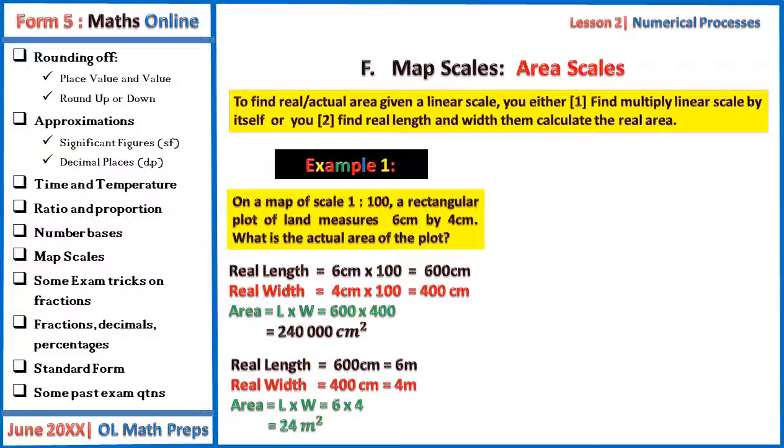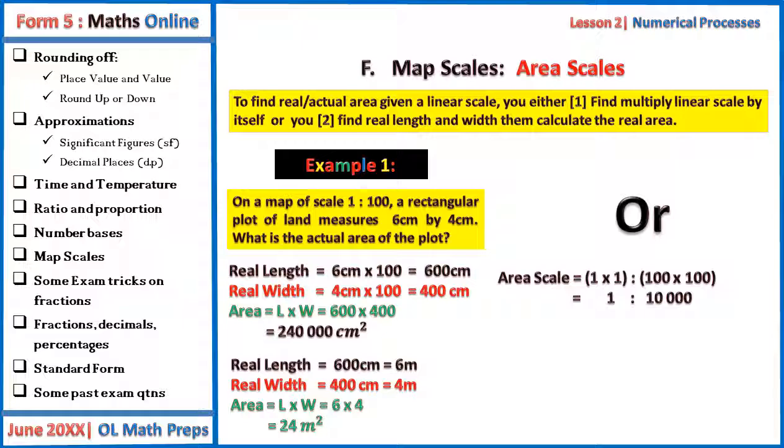I can equally decide to give my answer in meters. Here the real length will be equal to 600 centimeters, which is equal to 6 meters. Real width 400 centimeters, which is equal to 4 meters, and the area will be 6 times 4, which is 24 square meters. Or I can find the area scale. Area scale is given by linear scale times itself. So 1 times 1 is 1, and 100 times 100 is 10,000. So the area scale is 1:10,000.